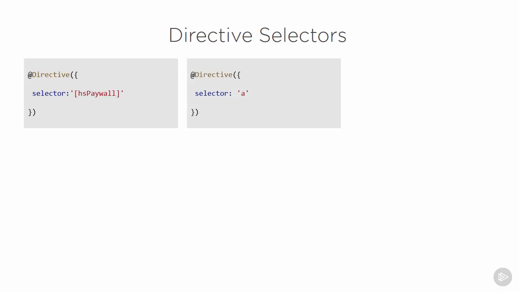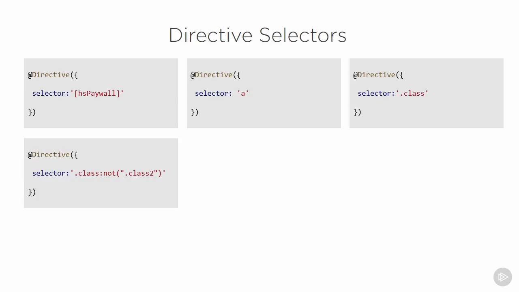First, a selector for an element. Here our directive will be applied to every anchor tag. A selector using a CSS class. Our directive will be applied to any element with that class. A slightly more complex class selector, here using not to control where the directive is applied a little more granularly.